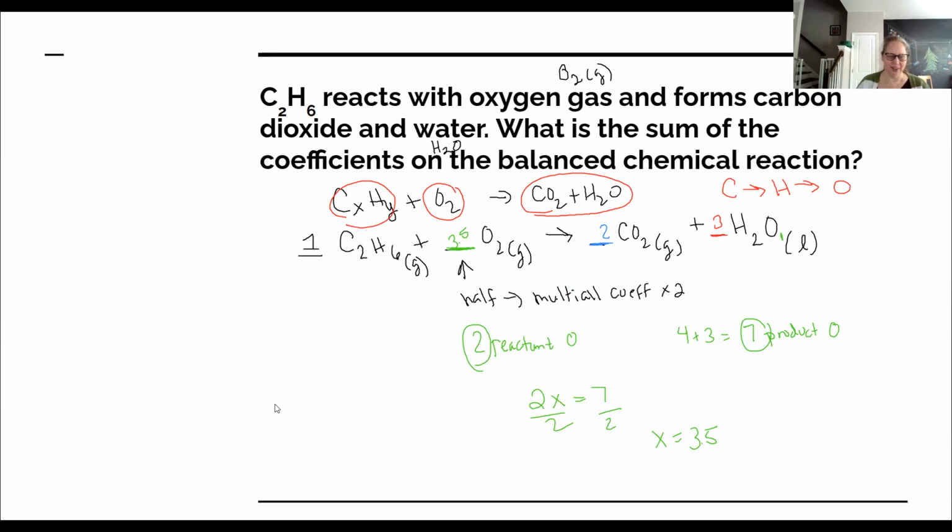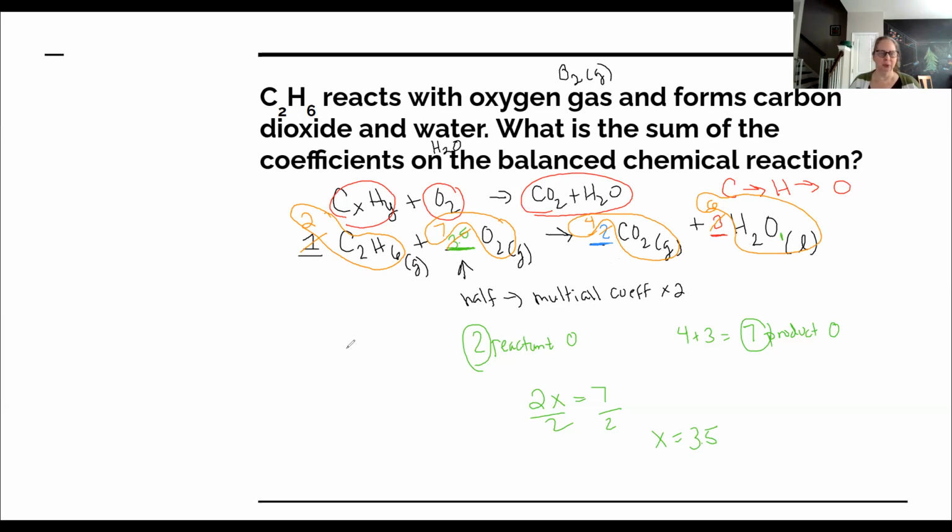Yep, every single one. So 1 times 2 is 2. 3.5 times 2 is 7. 2 times 2 is 4. 3 times 2 is 6. So your actual answer is 2 moles of C2H6 plus 7 moles of oxygen gas give me 4 moles of carbon dioxide and 6 moles of water.